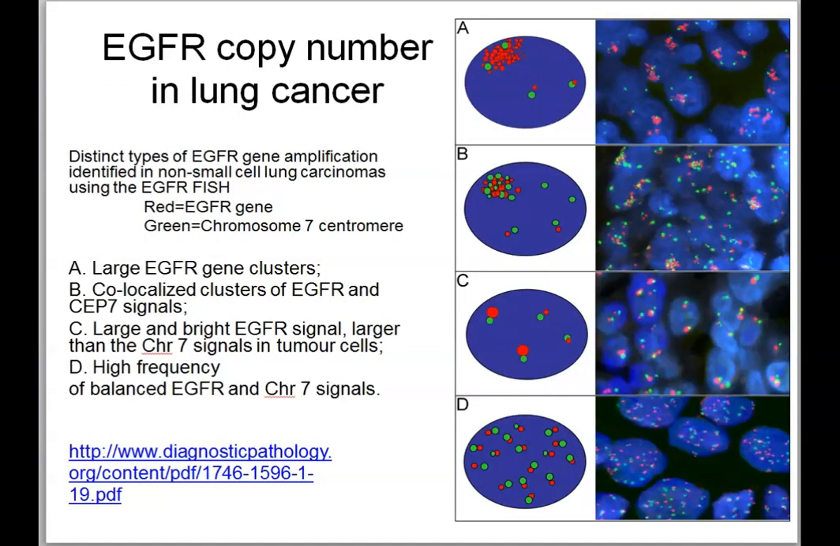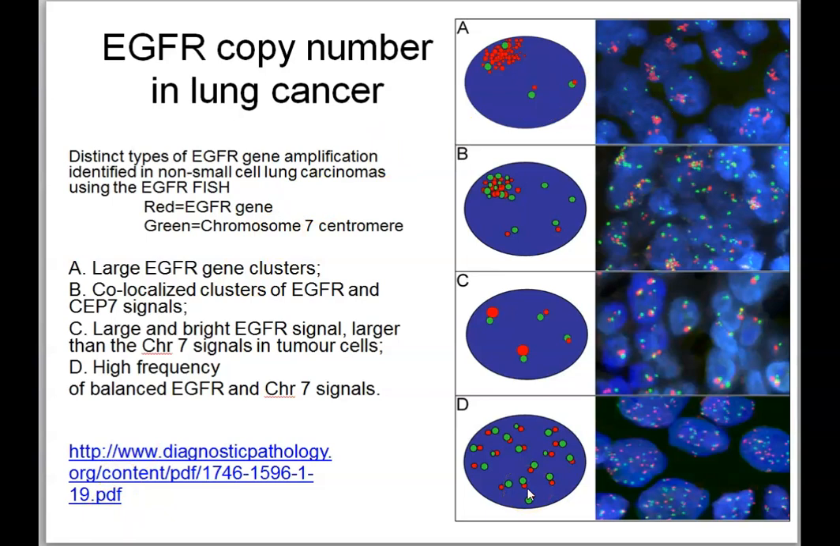We can do something similar for epidermal growth factor receptor copy number. So we get a more diverse variety of patterns for EGFR amplification. But as you can see, in all cases, we've got a few copies of, in this case, chromosome 7, which is where the EGFR gene is, and lots of copies of the EGFR gene itself. So these are clearly overexpressing, well, not overexpressing, but they are amplified for the EGFR gene, which would lead to overexpression.